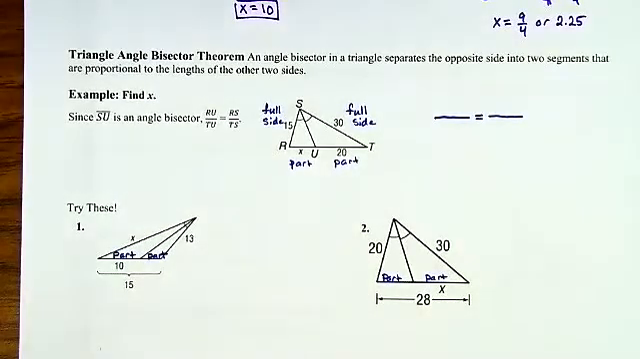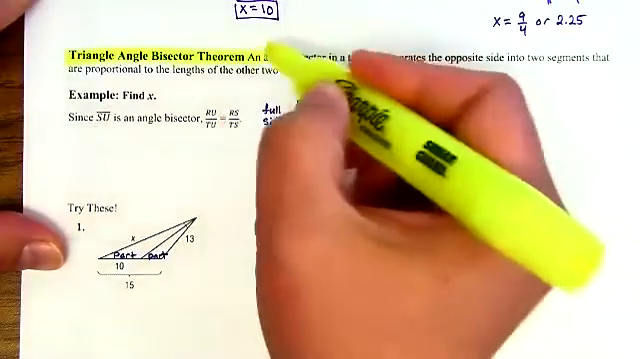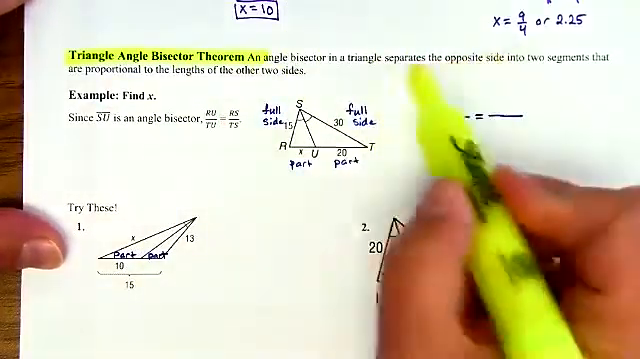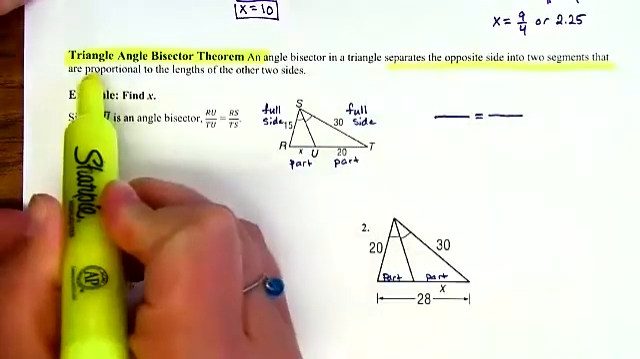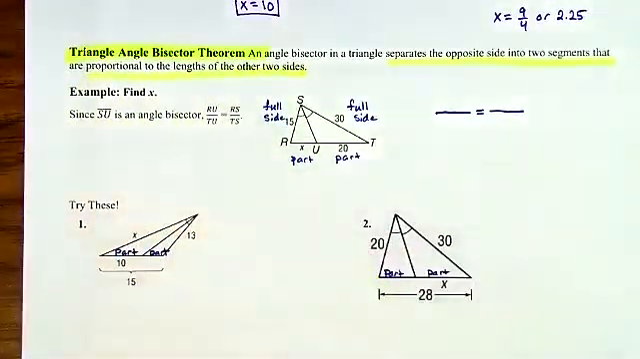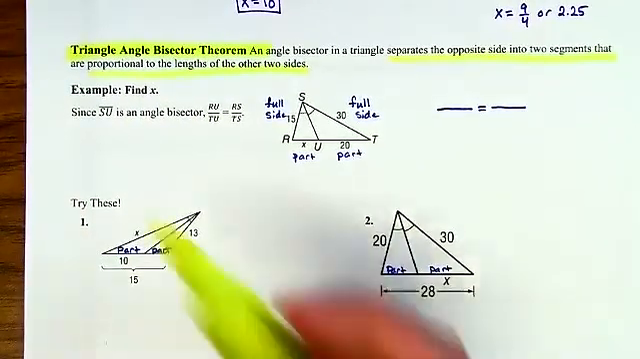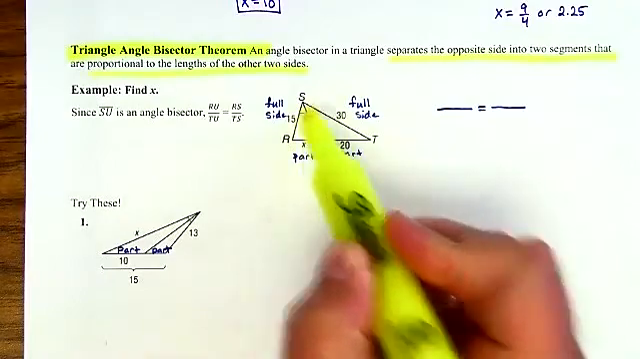All right, now the other part of the notes today are specific to the triangle bisector theorem. Triangle bisector theorem. And what it says is that an angle bisector in a triangle separates the opposite side into two segments that are proportional to the lengths of the other two sides. Okay, so they sort of gave us an example here. So this is an angle bisector, and I know because I've got two congruent angles.